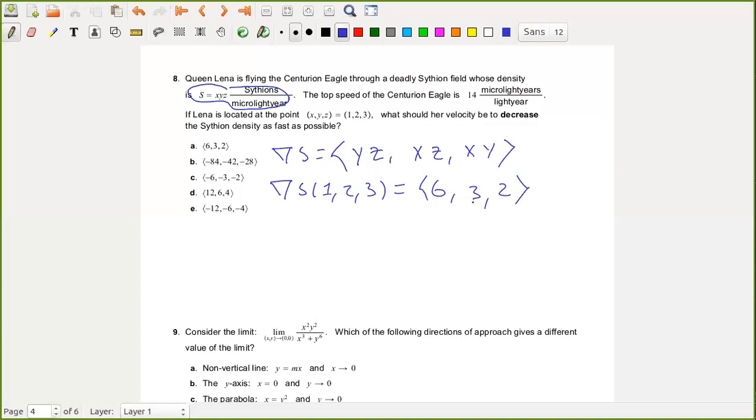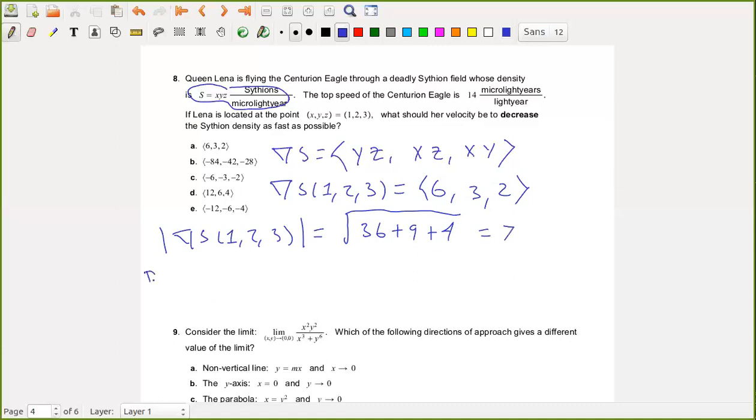So the opposite direction of this is going to be the direction of fastest decrease, but we want the unit vector. The magnitude of the gradient of S evaluated at (1, 2, 3) is the square root of 36, that's 6 squared, plus 9, that's 3 squared, plus 4. 36 plus 4 is 40, 40 plus 9 is 49. This is equal to 7.